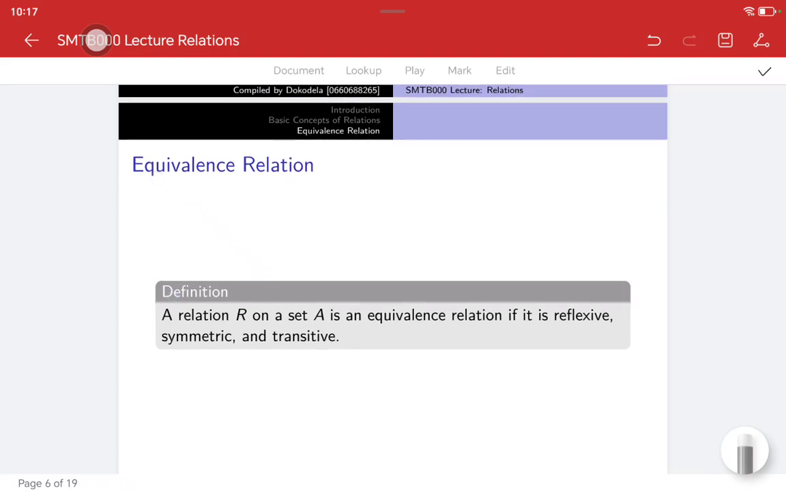So remember I said that for an equivalence relation, we have a definition to say that a relation R on a set A is an equivalence relation if it is reflexive, symmetric, and transitive. So here we don't include the part of antisymmetric. Usually antisymmetric is not discussed the most.